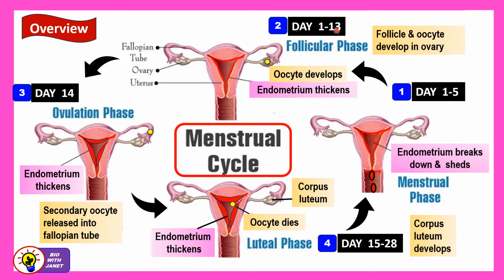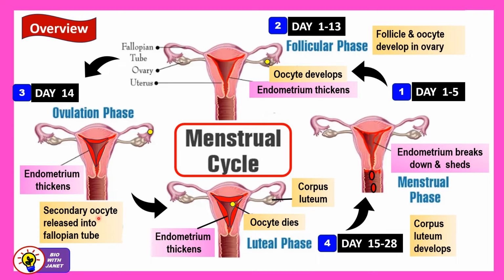Next, from day 1 to day 13 in the ovary, the follicle starts to develop. So this is called the follicular phase. Now, the follicle develops from the primary follicle, it becomes the secondary follicle, and finally the Graafian follicle. So that is the follicle or egg bag. Now, inside the follicle, the oocyte also develops. From the primary oocyte it becomes the secondary oocyte through meiosis 1. Other than that, the endometrium undergoes repair and it thickens due to the stimulation from estrogen. Now, thirdly, on day 14, ovulation occurs.